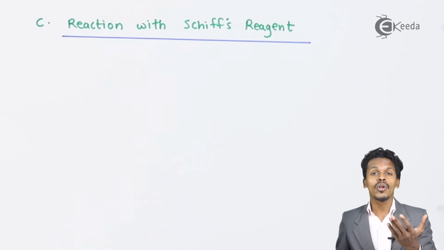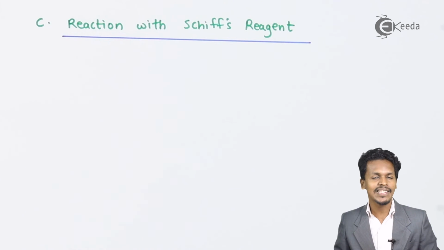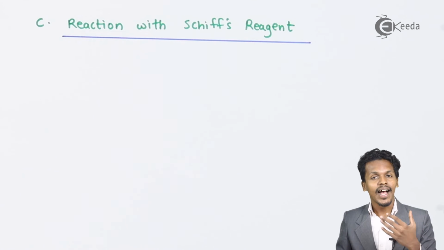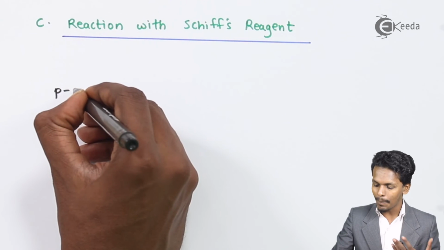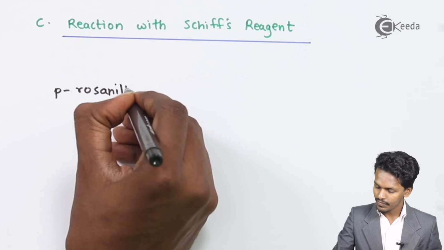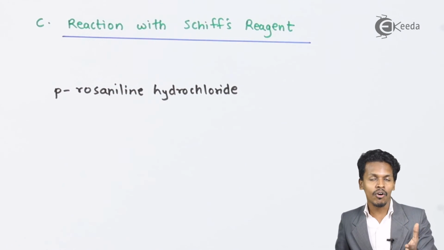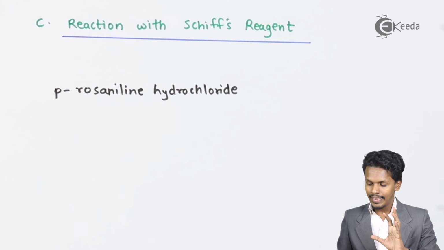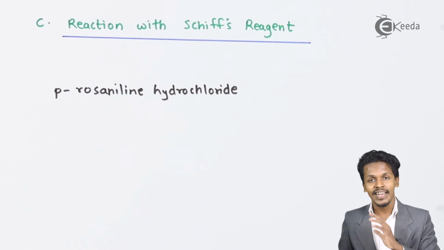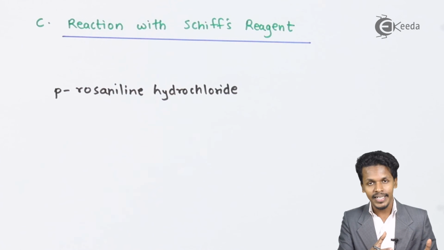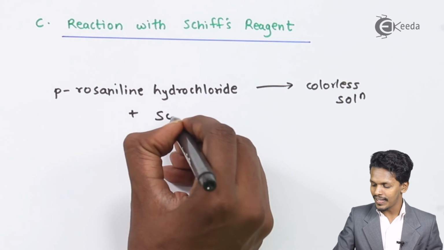The next is the reaction of aldehyde with Schiff's reagent. Even this is a reaction where we could prove that the aldehyde is acting like a reducing agent. But first of all, let us understand how the Schiff reagent is made. The Schiff reagent is made from para-rosaniline hydrochloride, which has a red, or magenta, color. To this p-rosaniline hydrochloride, we pass SO2 gas, and that is the reason this color that it had already turns into a colorless solution because of the passage of SO2 gas.